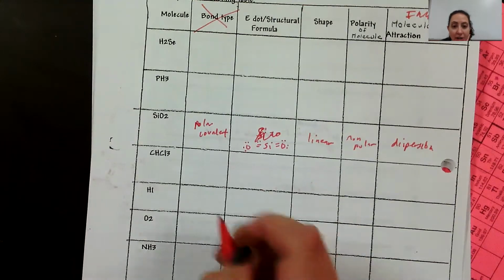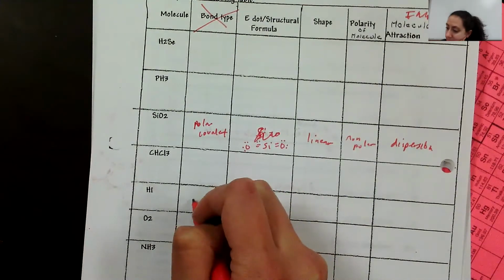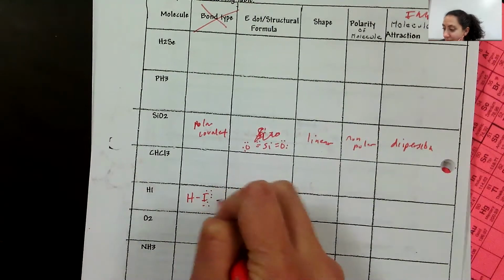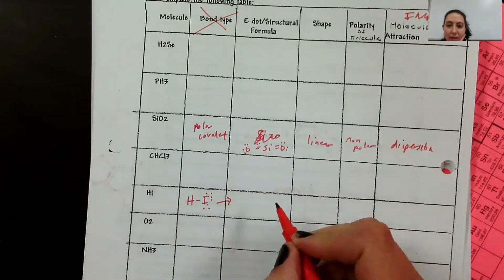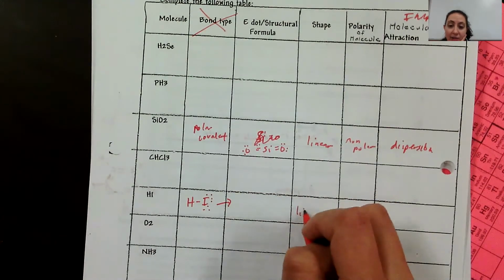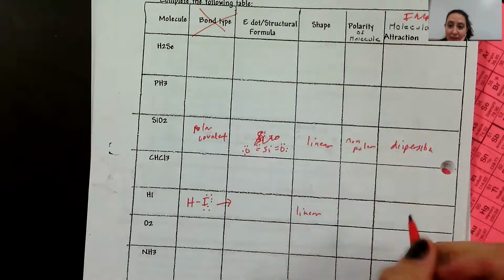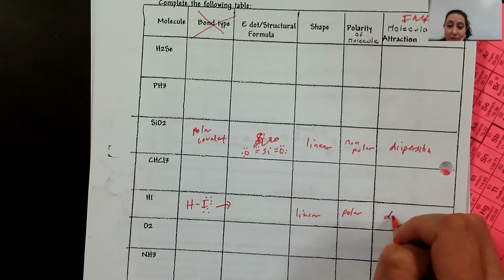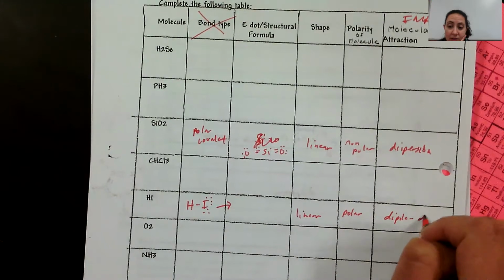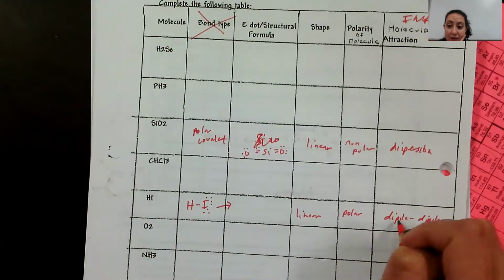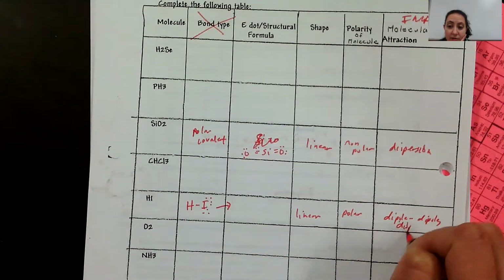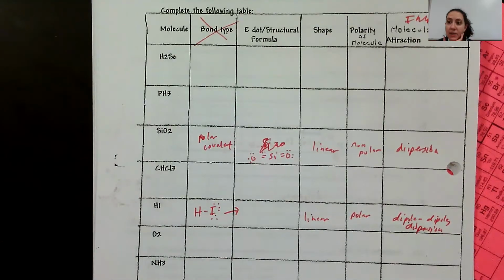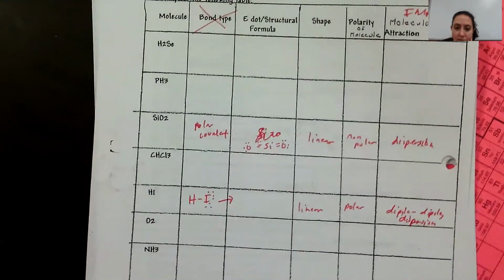Let's see. HI. HI is fun. Yeah, why not? It's easy. That goes there. It's also a polar covalent bond, but we don't worry about that. This one's also linear. That's the shape, the molecularity. The polarity, it is polar, and it's going to have dipole-dipole. And it's also going to have dispersion because all molecules have dispersion. All atoms have dispersion. Okay, so you can kind of get the idea there.